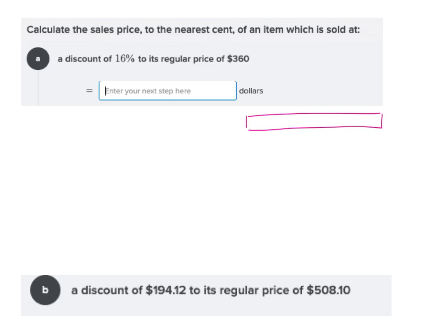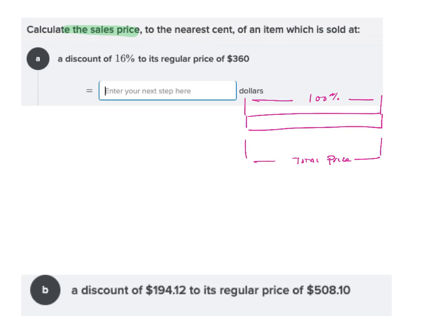So when we look at this, first of all, it's going to ask us to calculate the sales price. So we got to make sure you understand the difference between a sales price and the amount of discount. If we look at the beginning, what we have is the total price. So from here to here is 100%, which is the total price.